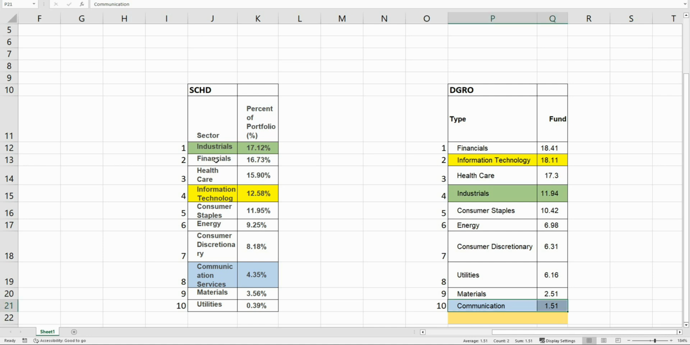SCHD is much heavier on industrials than DGRO is, but DGRO is much heavier on information technology than SCHD is. And SCHD is also a bit heavier on communication than DGRO is. And you're going to still see some differences here and there. But overall, for the remainder, a lot of these industry holdings are pretty similar in weights. Of course, you're going to see maybe a 2 to 3% difference, but really the main differences come in communication, information technology, and industrials for both.